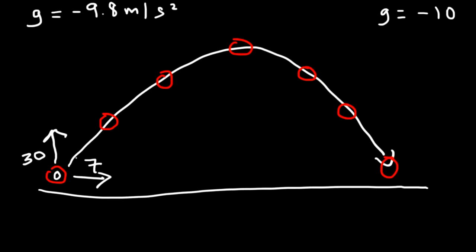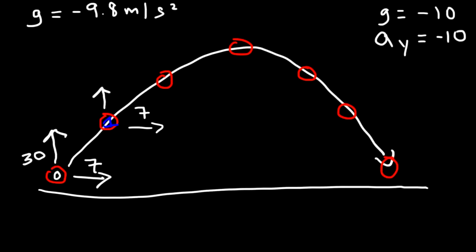So 1 second later, the horizontal velocity will not change. It's going to remain 7. The vertical velocity will change. And how much will the vertical velocity change by? The vertical velocity changes by the gravitational acceleration. Acceleration tells you how much the velocity changes every second. Since the gravitational acceleration, which is the acceleration in the y direction, changes about 10 every second, Vy is going to decrease by 10 every second.